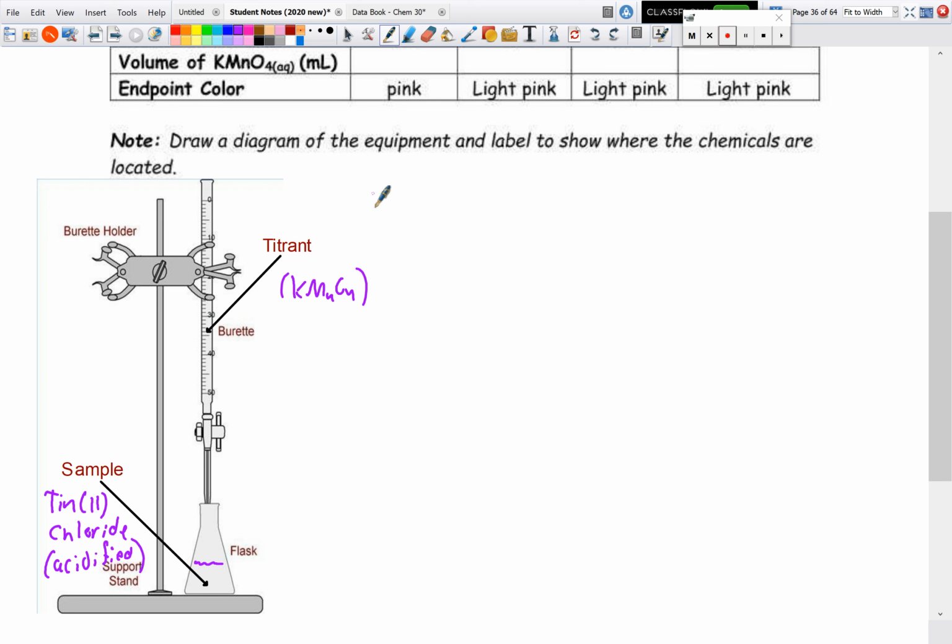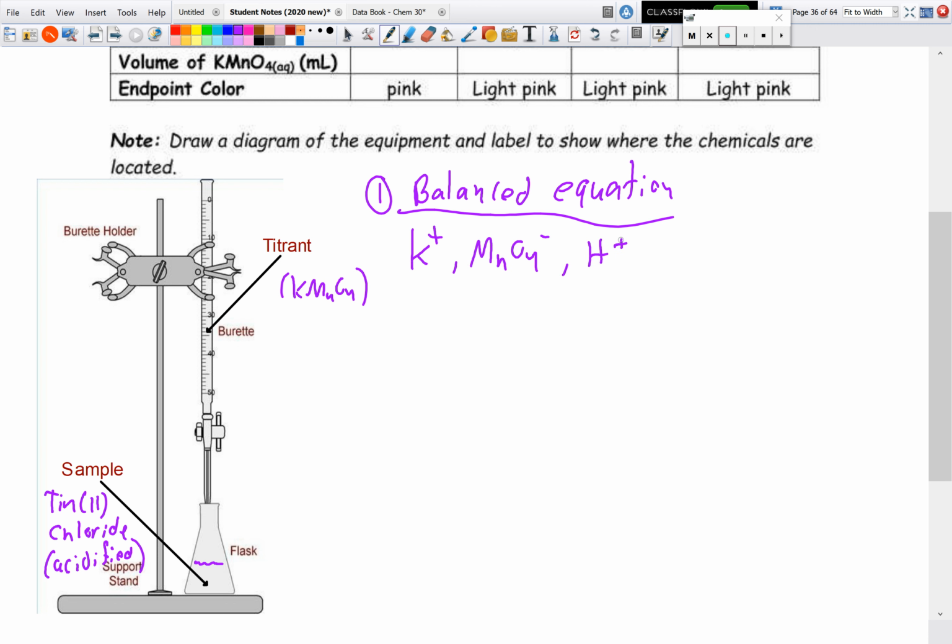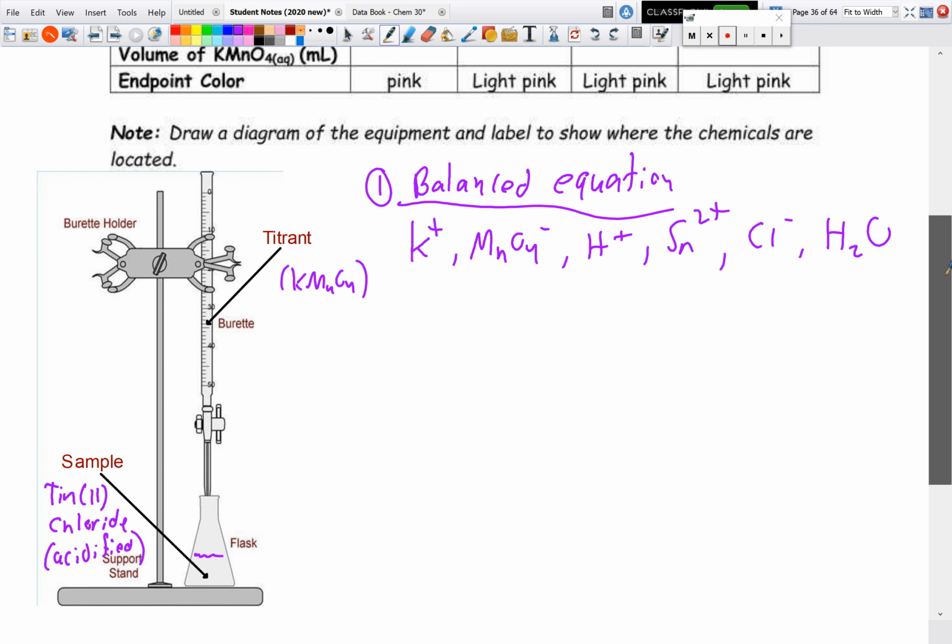So for our balanced chemical equation, we're going to have to go through our 5-step method again. That means we write out all of our entities. We have potassium permanganate, and we have acidified tin 2 chloride solution. So that is everything we have right here. Now, same thing as before, we're going to go to our data booklet and find our strongest oxidizing agent and strongest reducing agent out of everything right here.